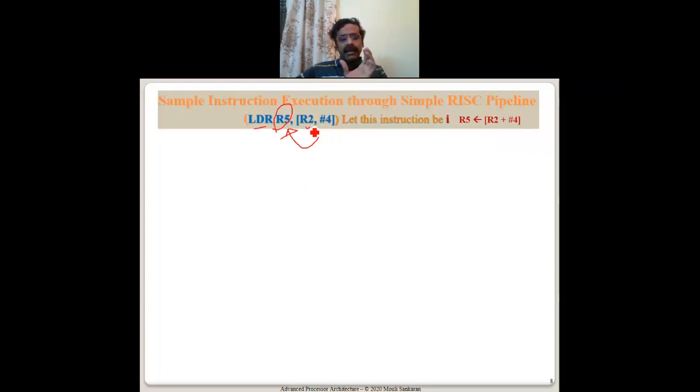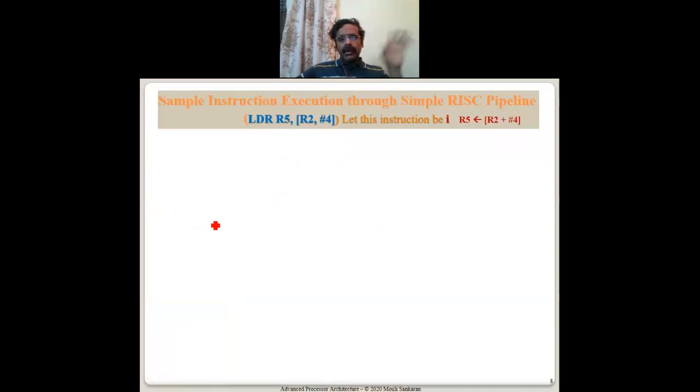The address is generated by adding the value of R2, which could be a pointer, an address pointing at the data memory. Already I am assuming that it is stored with the value. It has the address. I am only adding 4 to that, accessing the data memory, getting the content, which is again a 32-bit value coming from data memory, and storing it in R5. That's all to be done by this instruction.